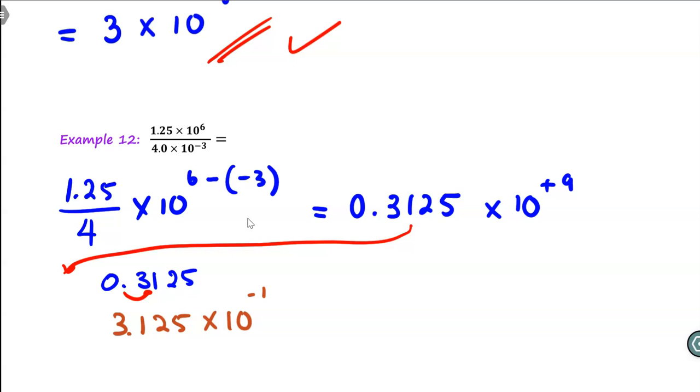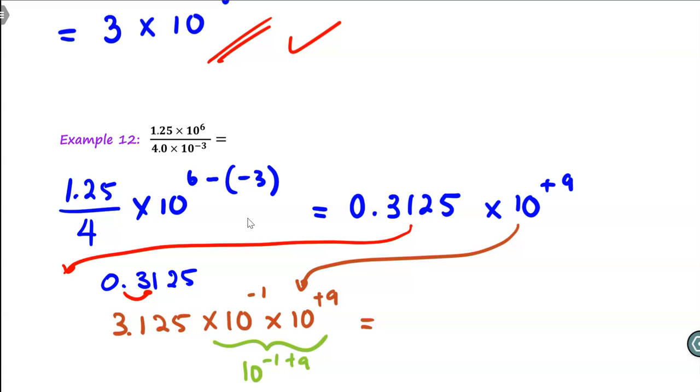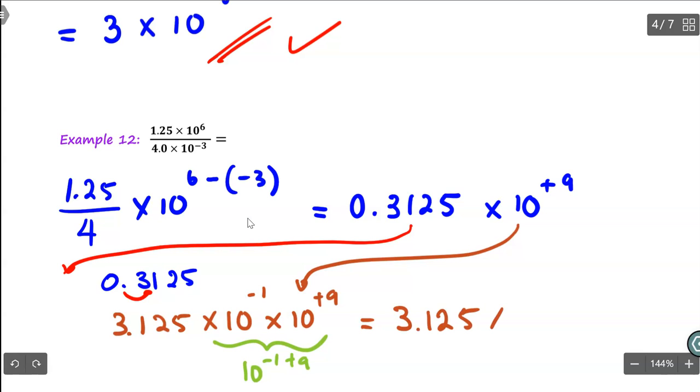Because you are moving the decimal point to the right, the exponent is negative, and you move one place. Now I still have to write this over here, which is times 10 to the exponent positive 9, and then I combine these two, so 10 to the negative 1 plus 9. My final result should be 3.125 times 10 to the exponent positive 8.